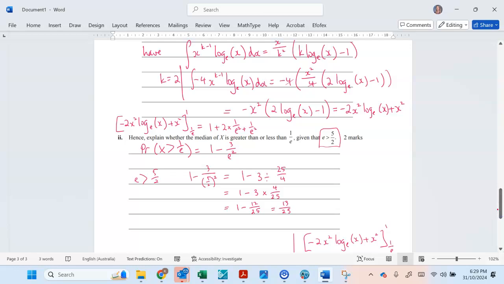So you can see I've got the probability of x greater than 1 on e is equal to 1 minus e squared. Now the question says e is greater than 5 on 2, so I've just substituted that in for e to see what we get. We end up with 13 on 25. If we think about the median, which is a halfway point, half of 25 is 12.5 over 25. So this is greater. Therefore, the median is greater than 1 on e.